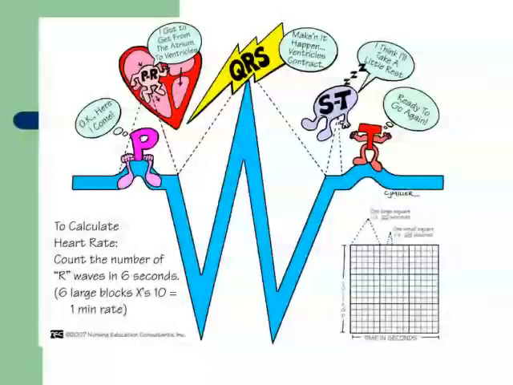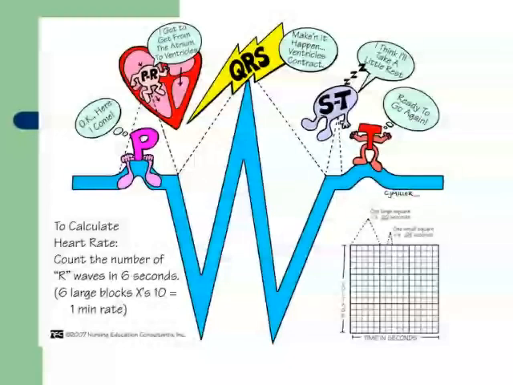You want to count the number of R waves in 6 seconds, or 6 large blocks, and multiply by 10. That's the quick and dirty method. The best way to do it is to count the number of teeny tiny little squares between one R and the next R wave and divide it into 1,500, because there are 1,500 teeny tiny squares in 1 minute. So if you're in a hurry, you can do the quick and dirty method of counting the number of complexes in 6 seconds and then multiply by 10.